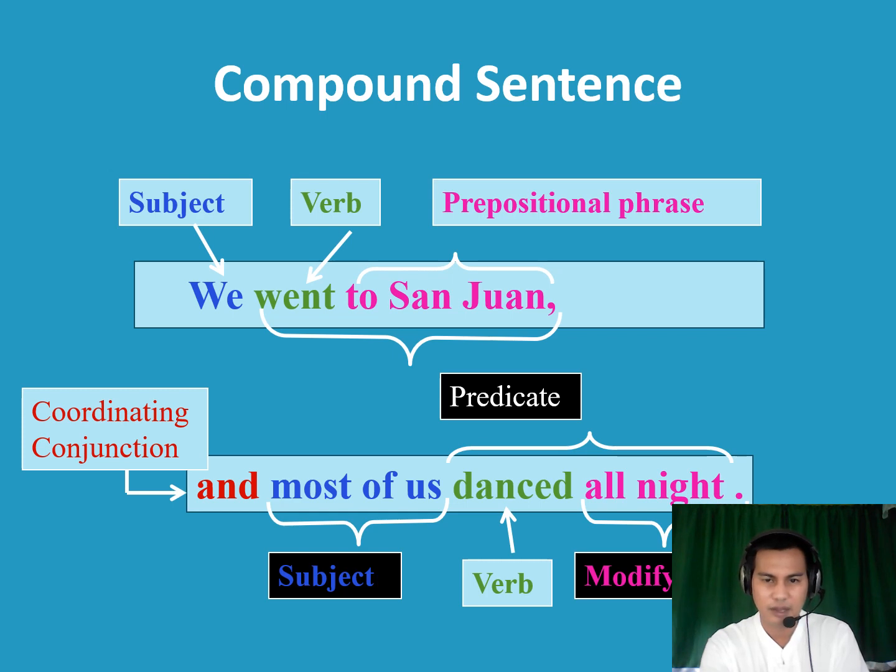And then, of course, we have the "and," which is our coordinating conjunction. What is the work of a conjunction? It connects or bridges or joins together words, or it links the words. So that's it. That's a compound sentence, with the use of the coordinating conjunction "and."